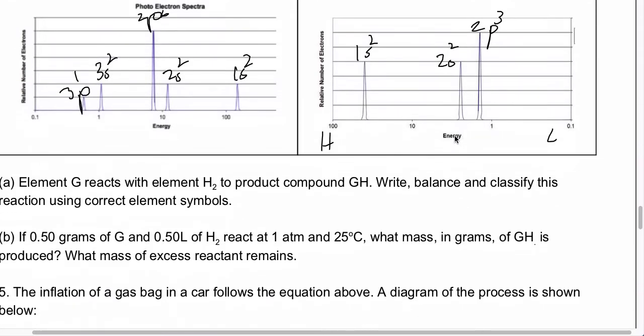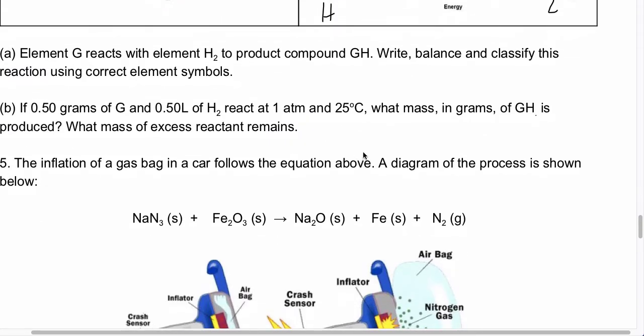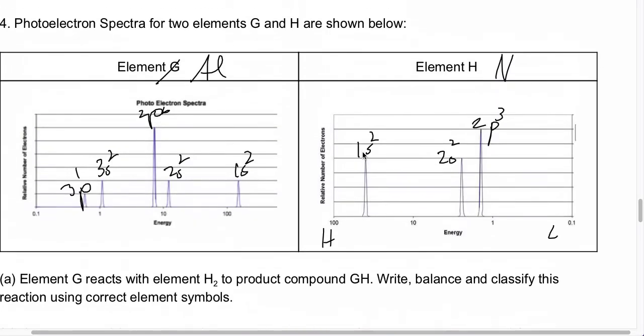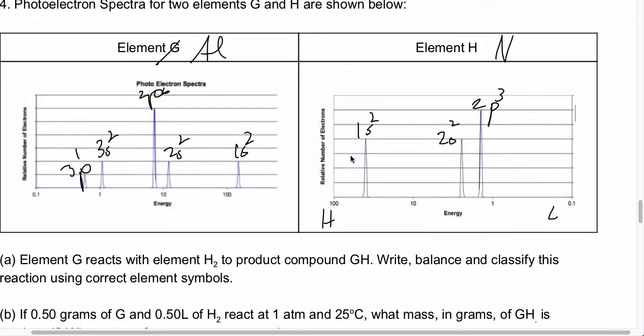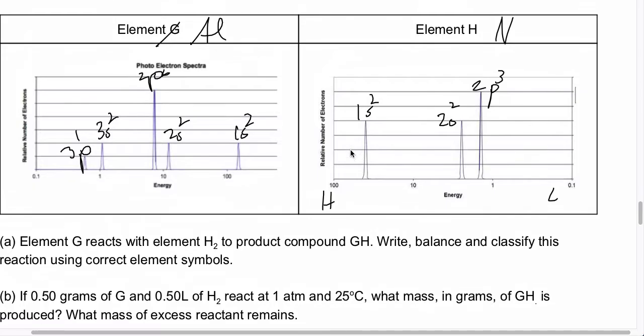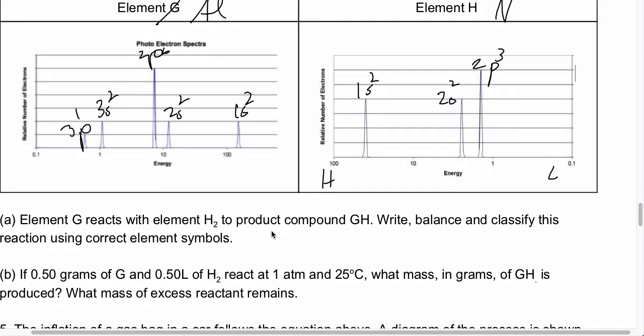Yes, it is nitrogen. So element G reacts with element H2 to produce compound G. So element G, which is Al, reacts with H. Oh my gosh. N2 to produce element GH. So it's Al2N3.